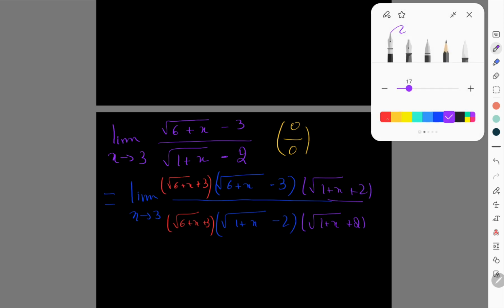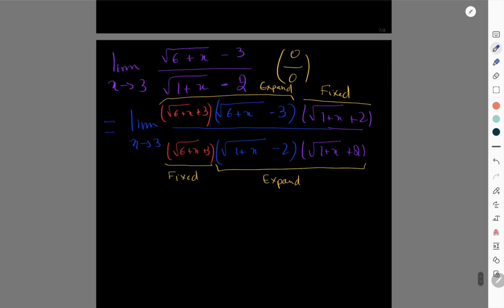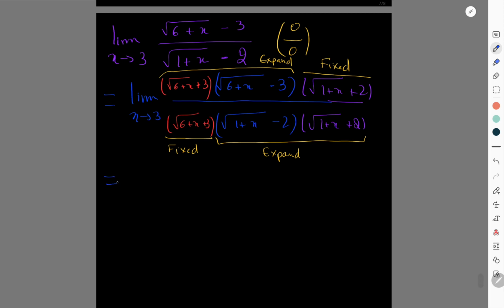Now notice on the top, I better not touch this term. This term on the top should stay fixed. And on the bottom, this term should stay fixed. Whereas these two should be expanded in order to get rid of the square root that is bothering me. Expand. The idea here is that this way will be very helpful in getting rid of the square roots in an efficient way and not add terms that are not bothering me.